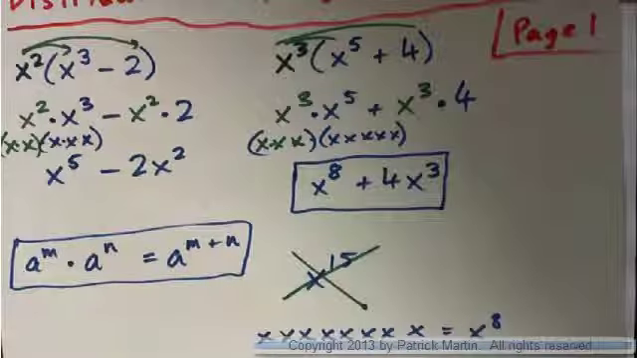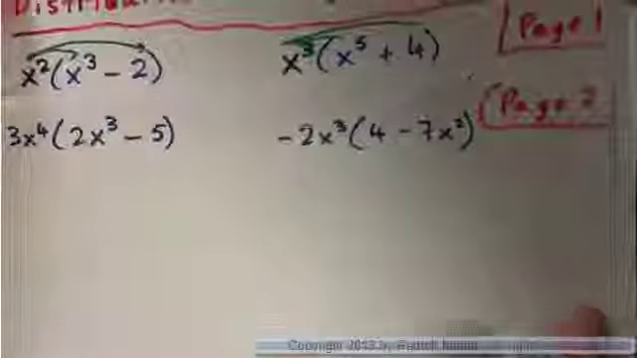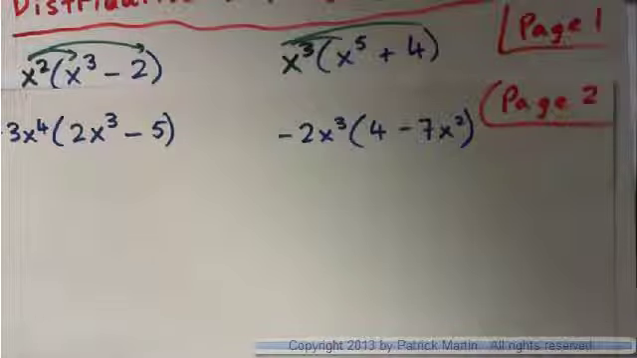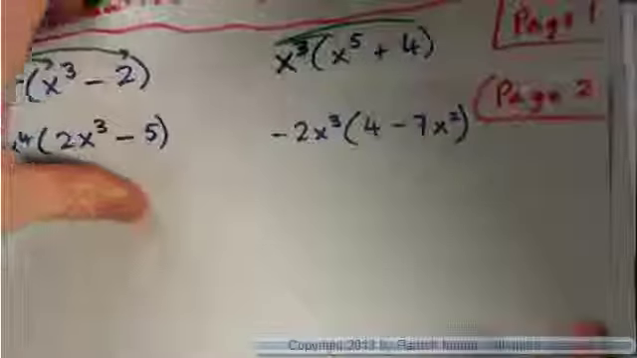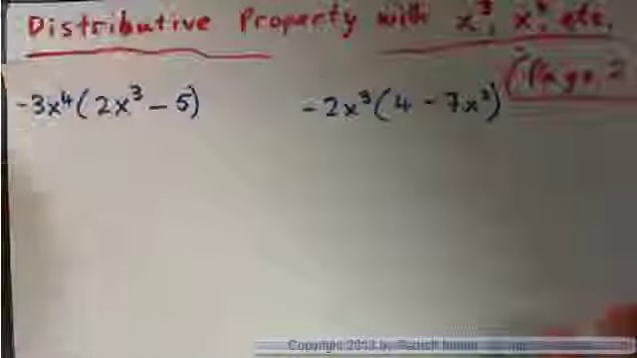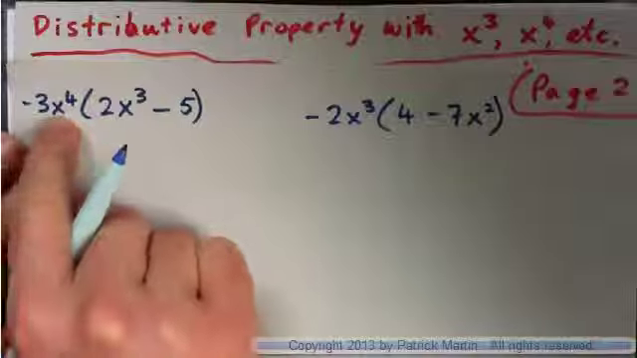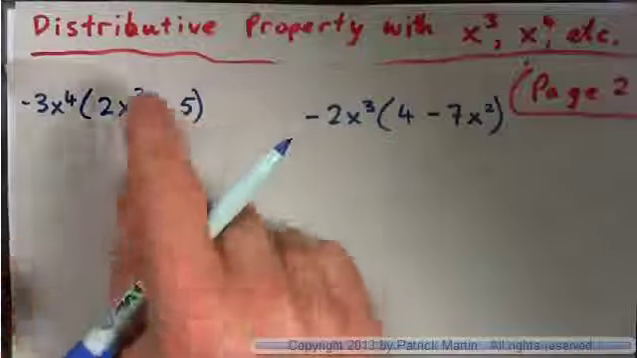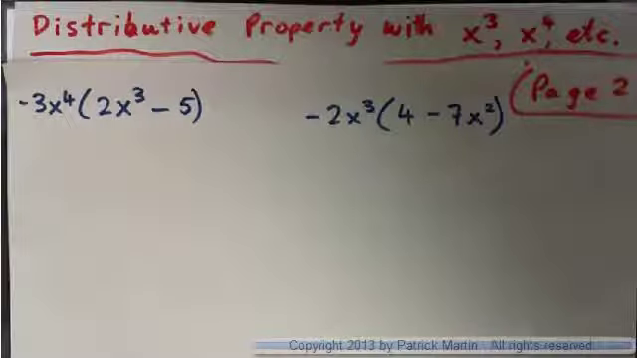Right? So now all we have to do is have a look at some variations with different coefficients and negative numbers and things like that. Same procedure: negative 3x to the power of 4 times 2x cubed minus 5. Can you press pause and try that yourself?